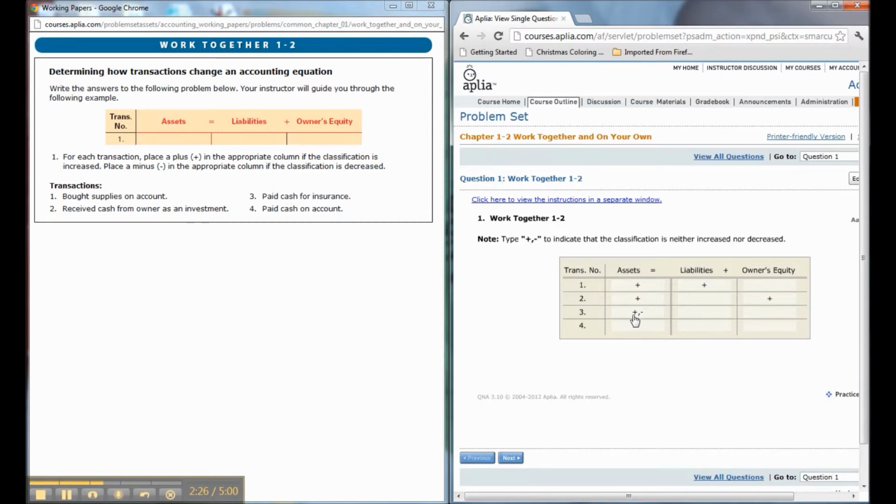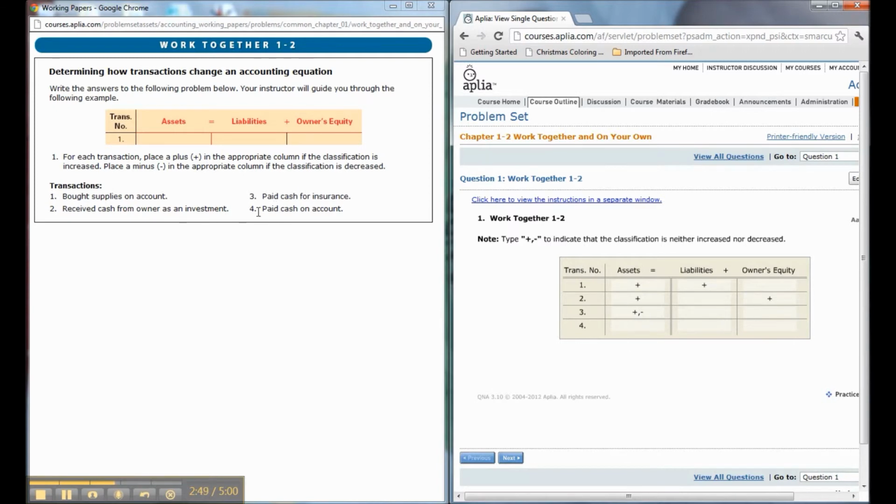I have 2 assets being affected here, so I need to have a plus for my insurance, a minus for cash. Now remember, if 2 accounts on the same side are being affected and we don't cross over, we have to have a plus and a minus to make sure my accounting equation stays equal. Assets equals liabilities plus owner's equity. So I have to have a plus and minus here because they kind of cancel each other out.